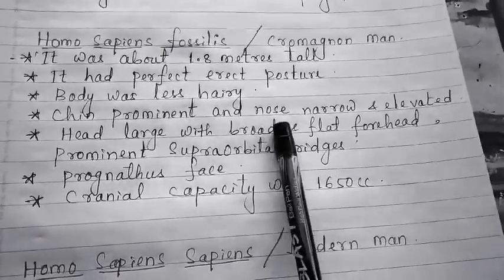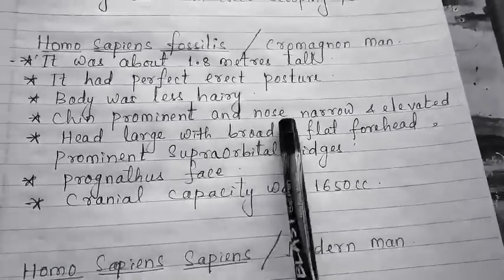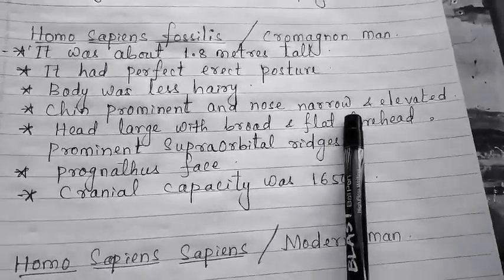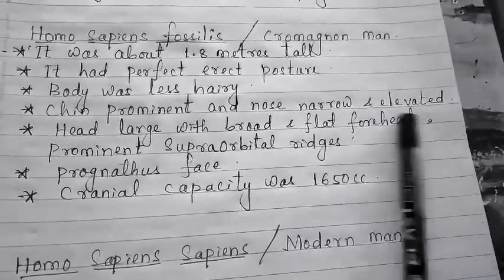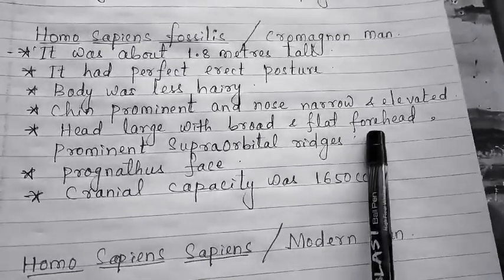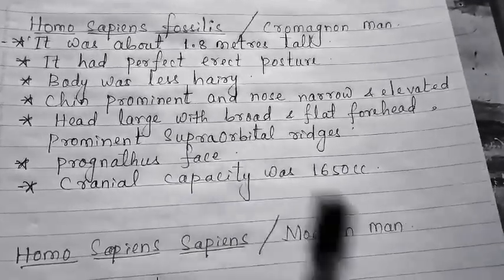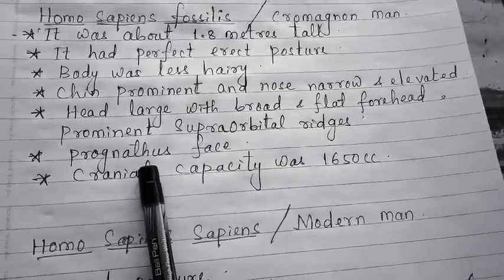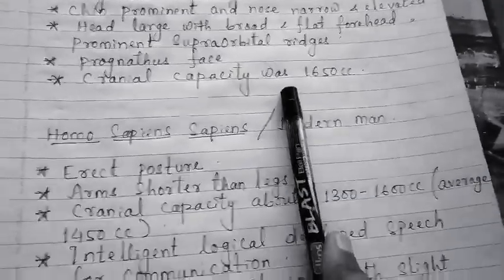The chin was prominent and the nose was narrow and elevated. The chin was pointed and very distinct, and the nose was narrow and elevated. So we have a pointed nose as compared to our ancestors. This narrow and elevated larger nose was found in Homo sapiens fossilis. The head was large with a broad and flat forehead, and prominent supraorbital ridges were also present. The face was prognathous, a little pointed toward the outer side, and the cranial capacity was 1650 cc.